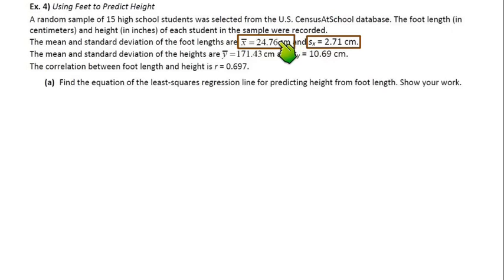Okay, so we got those values. The mean and standard deviation of the heights, we got y bar and s sub y. And then we have the correlation too. That's 0.697. So we're going to find the equation of the LSRL using only that information.